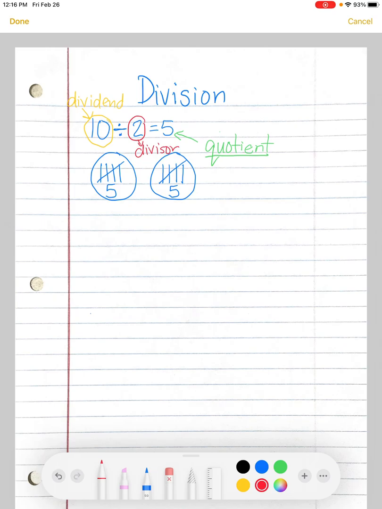So, drawing pictures will work for division, but multiples or skip counting patterns will work as well. So, let's write our 2 skip counting pattern. Let's learn how to use those multiples to get to our answers. So 2, 4, 6, 8, 10, 12, 14, 16, 18, 20.